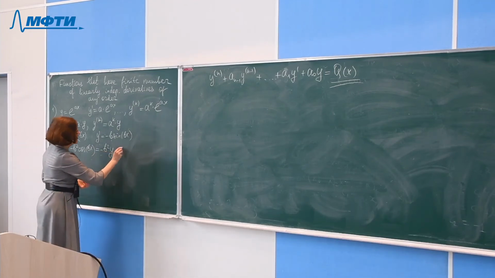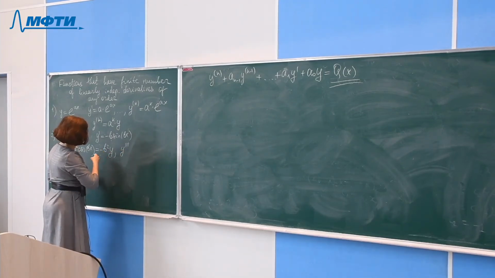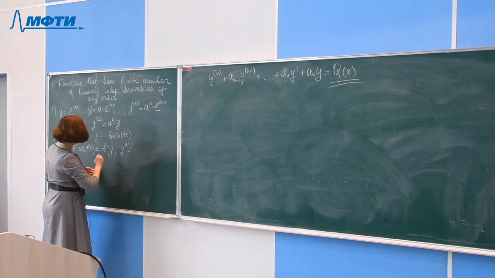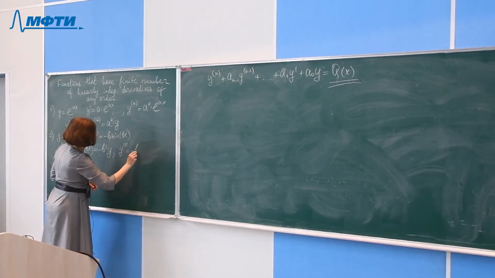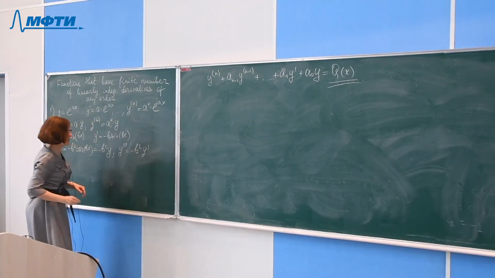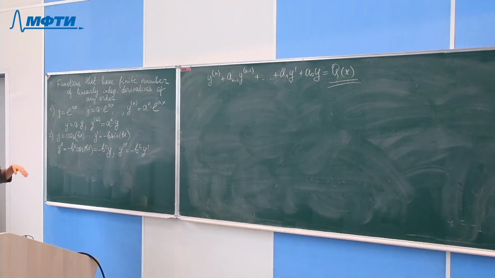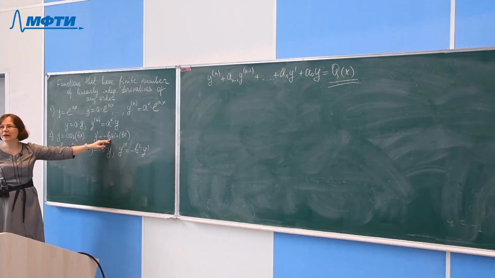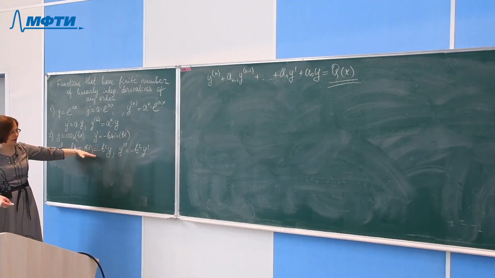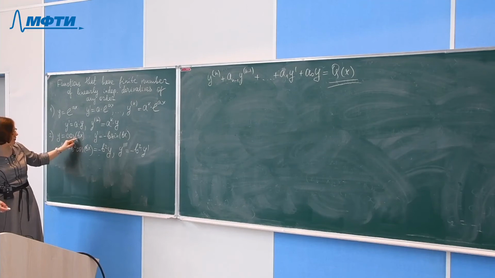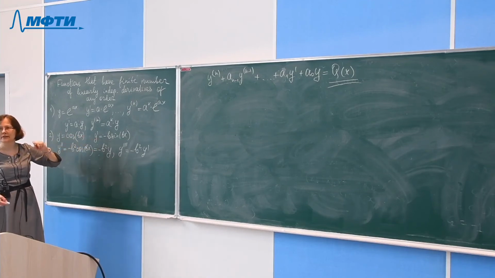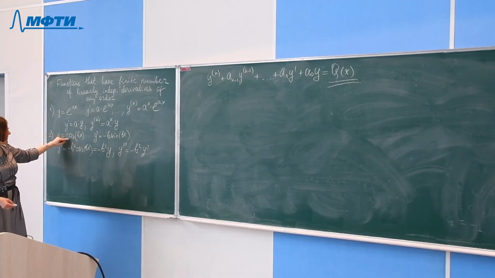And the third order derivative is equal to also minus b squared times y prime. So the function cos bx has a finite number of linearly independent derivatives. It has only one linearly independent derivative, this one. But all the other derivatives depend on y and y prime. Right? So we will consider these functions also.